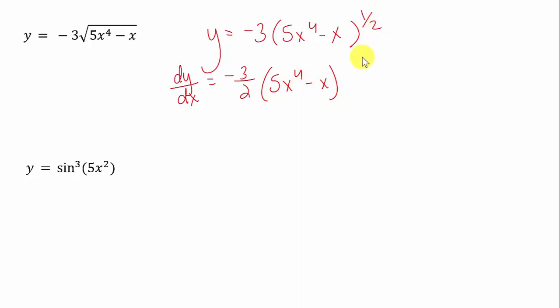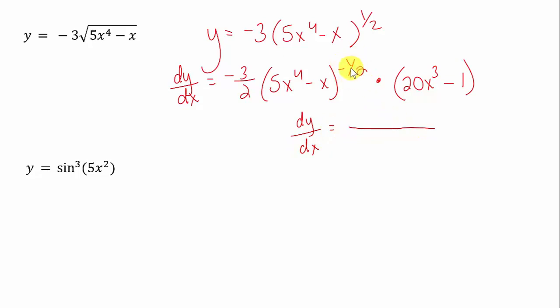And when I subtract 1 from 1/2, I'm going to get negative 1/2 times the derivative of the inside. And the derivative of the inside here in parentheses, because there's two terms, is going to be 20x cubed minus 1. Okay, so now that's correct. And a lot of times you'll see me leave it like that. If I did want to simplify it, there's several things you can do.